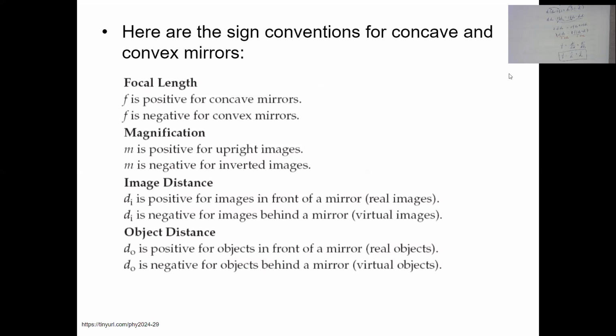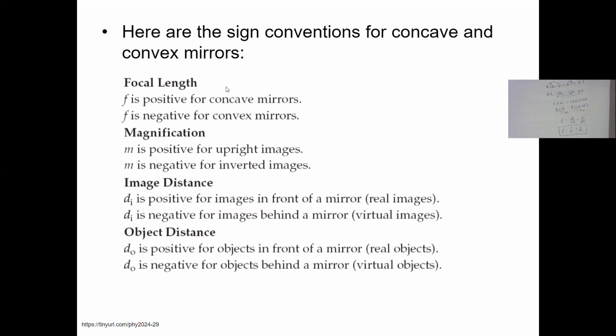So, some sign conventions here. For focal length, f is positive for a concave mirror and negative for a convex mirror. Magnification is positive for an upright image and negative for an inverted image. So if you have a real image, magnification is negative. Image distance is positive for images in front of the mirror, which refers to a real image, and negative for images behind the mirror, which are virtual images. Object distance is positive for an object in front of the mirror, and negative for an object behind the mirror.